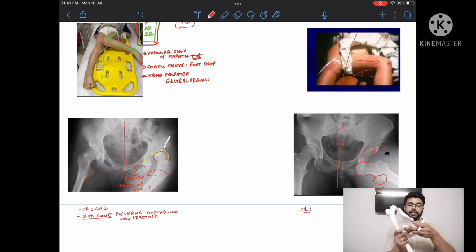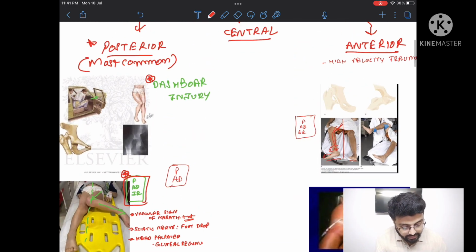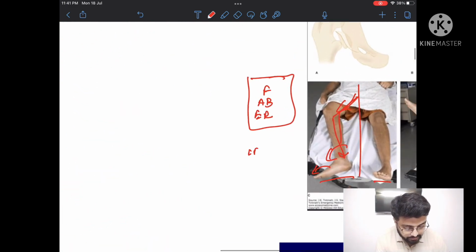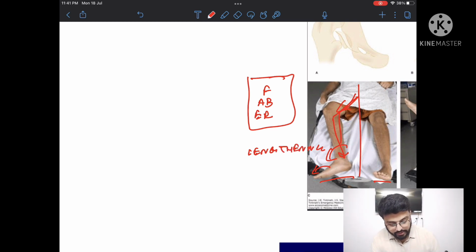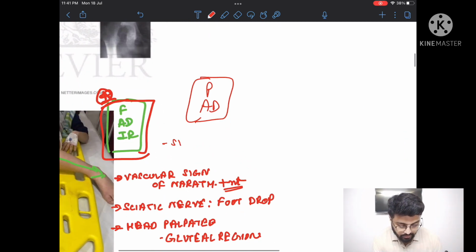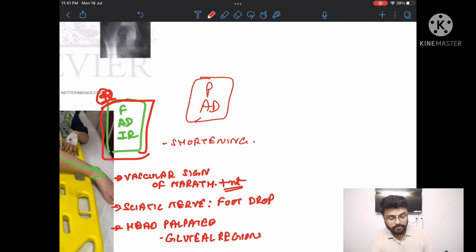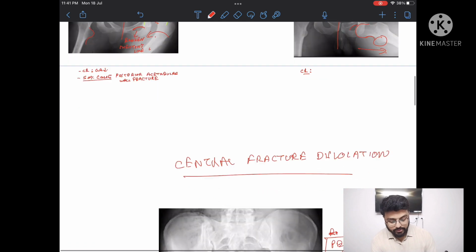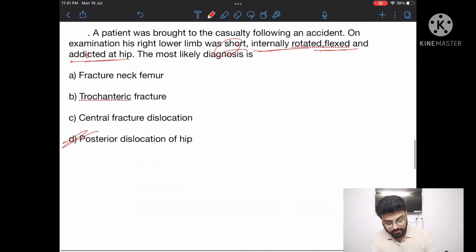Okay, but in anterior dislocation of hip, the head comes downwards. Okay, so the length is increased. So there will be lengthening in anterior dislocation of hip, and there will be shortening in posterior dislocation of hip. Okay, so the answer to this question is posterior dislocation of hip.